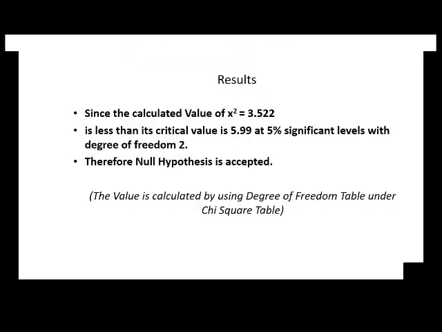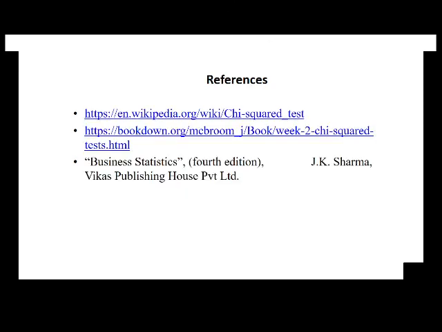The result: since the calculated value of Chi-square is 3.522, it is less than the critical value 5.99 at the 5% significance level. As already told, for the 5% or 1% level of significance with degrees of freedom 2, we get 5.99. Therefore, the null hypothesis is accepted. The value is found using the degrees of freedom under the Chi-square test table, which was already explained in earlier slides. Thank you one and all.